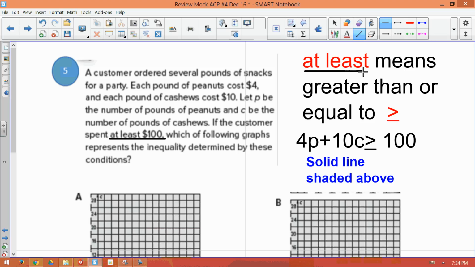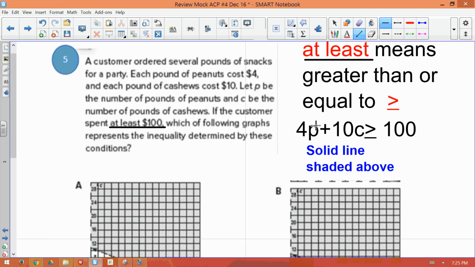At least means greater than or equal to. So that's what at least means. So 4 pounds of peanuts looks like this, and 10, well, let's see, is that right? Yeah, a pound of peanuts is P, a pound of cashews is C. Each pound of peanuts is 4, and each pound of cashews is 10. And so here's an expression for what he ordered, but it needs to be at least 100. So that means it's got to be greater than or equal to 100.